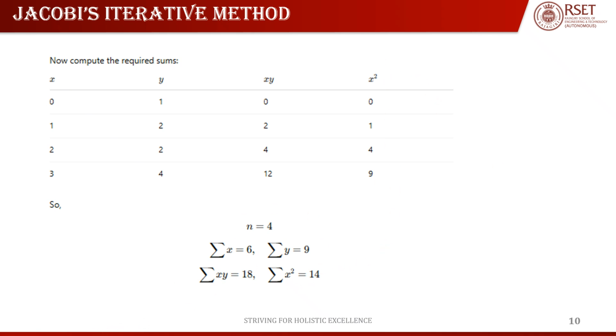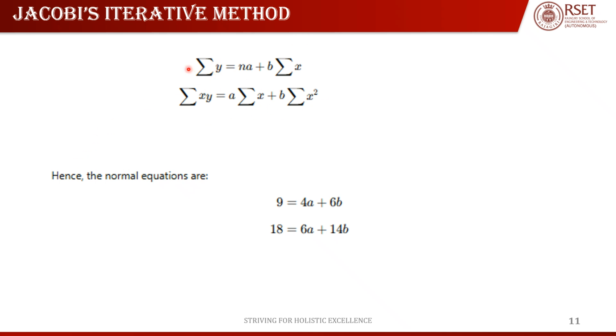Now, substituting in the normal equations, your equation was this one: summation y equals na plus b times summation x. On substituting, you have 9 equals 4a plus 6b, and here also on substituting you have 18 equals 6a plus 14b.